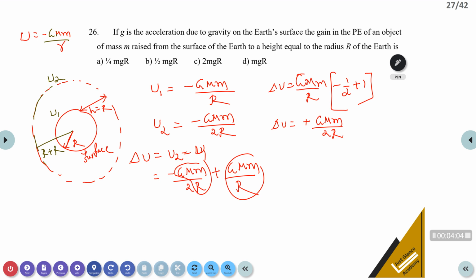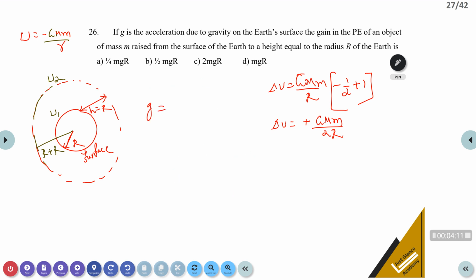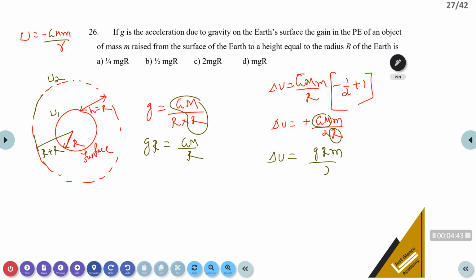But all the answers are in terms of small m and g, no? For that, we know one relation, g equal to G M divided by R square. This is the relation. So this quantity G M by R equal to g into R. So here I am writing delta U equal to, what I can write, g R m divided by 2. This is equal to m g R divided by 2. This is the right choice.